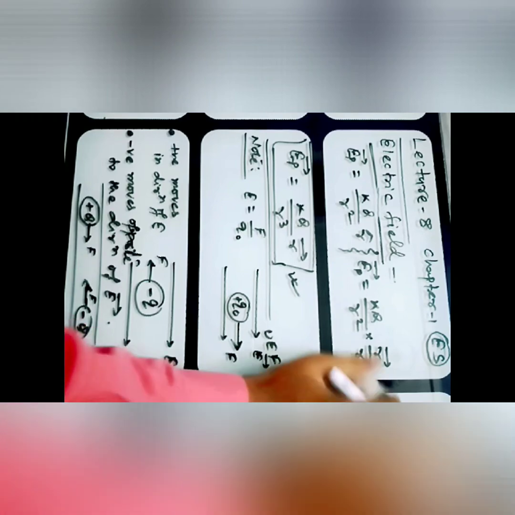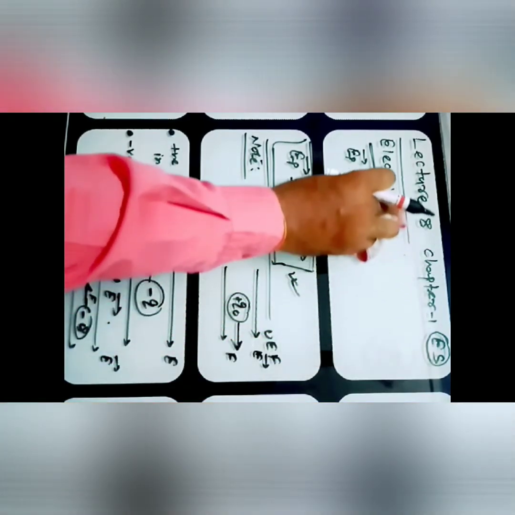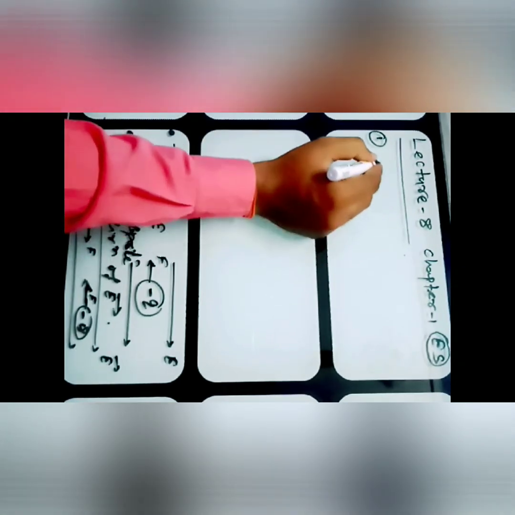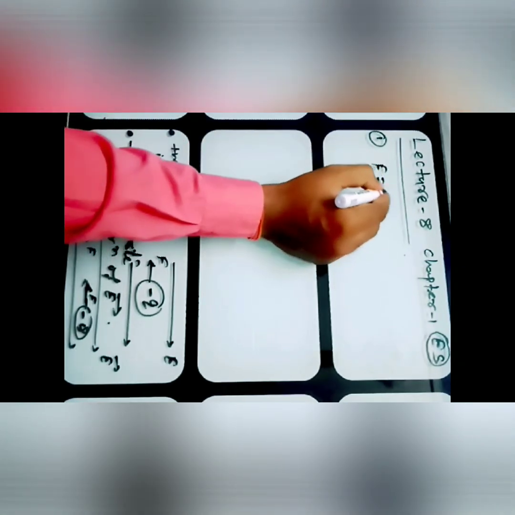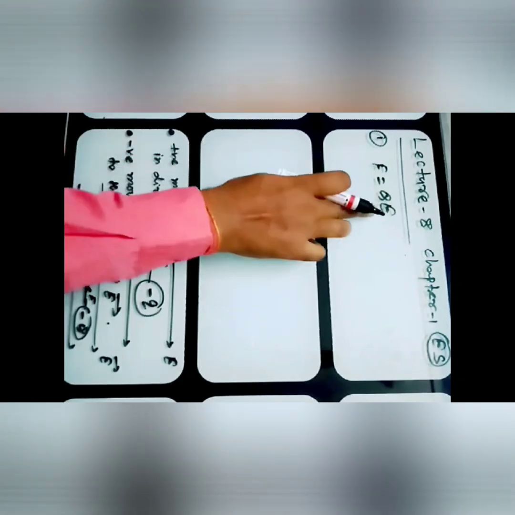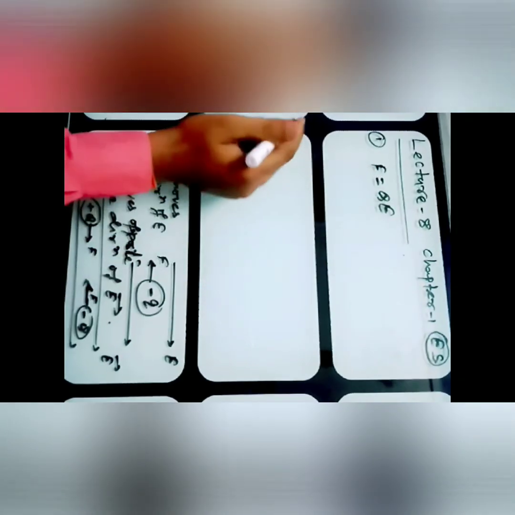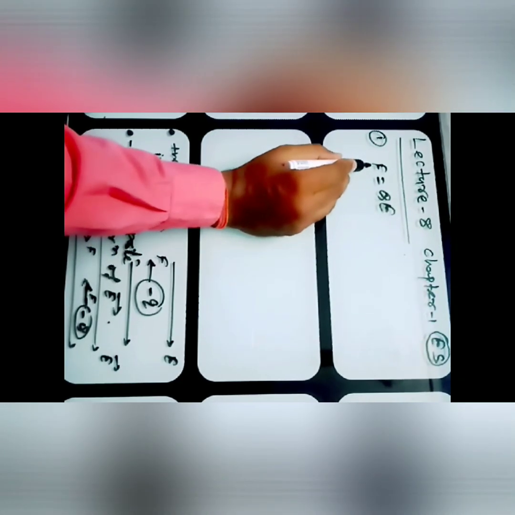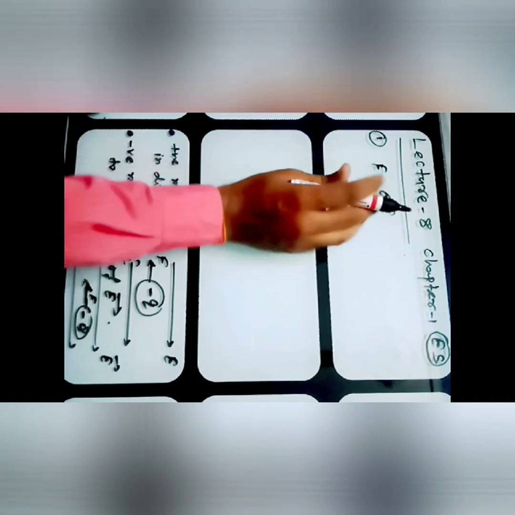Okay students, so overall we got two very important formulas. What are they? One, F is equal to Q times E. E was F by Q, so F is Q times E. This is the force experienced by any charge. Which charge? Q.